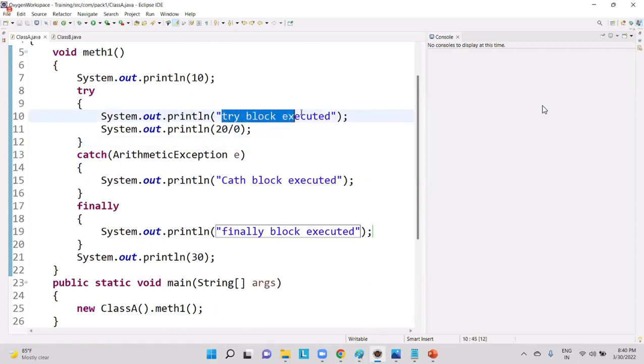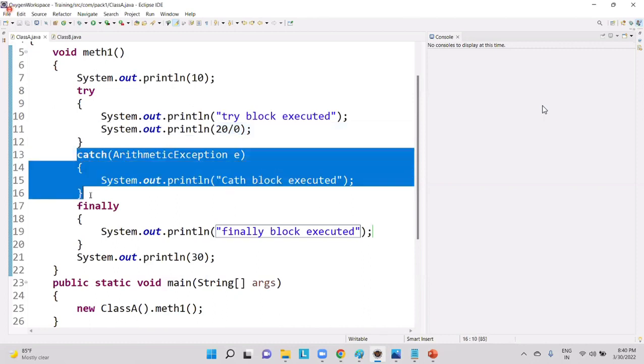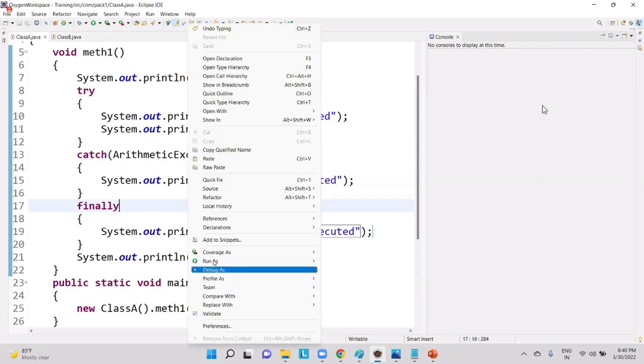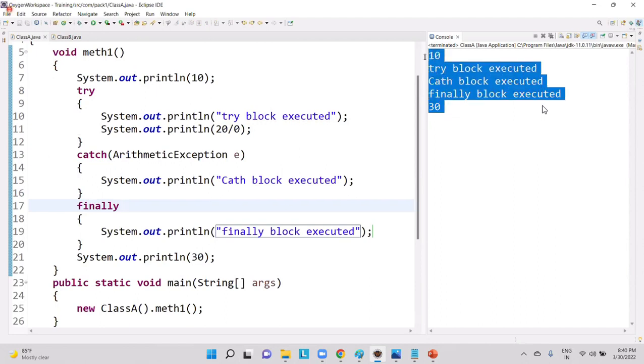"Try block executed" will be printed. At line number 11, we will be getting an exception. Am I right or wrong? Once an exception is generated, the catch block will automatically be executed. After that, the finally block. So right now we will be getting our output: 10, try block executed, catch block executed, finally block executed, and 30. Right? Now, guys, everyone got how we are getting this output? Please tell me.